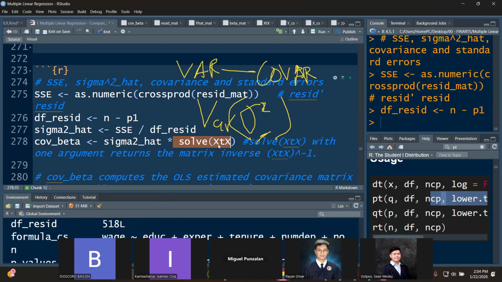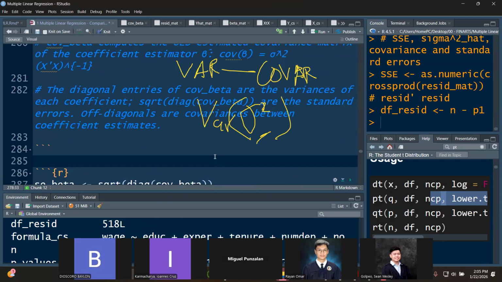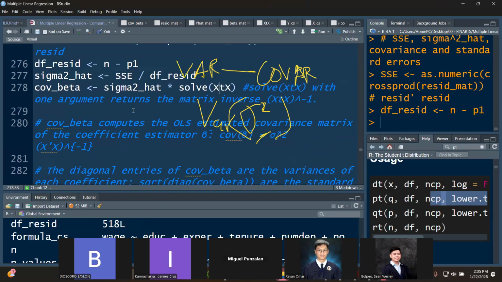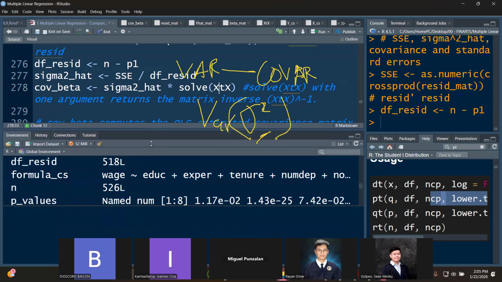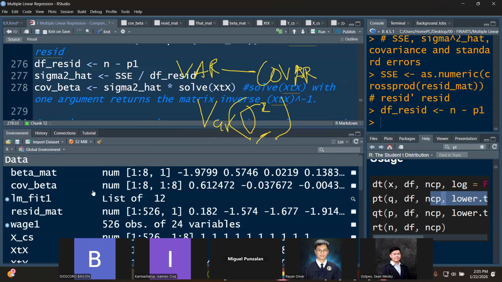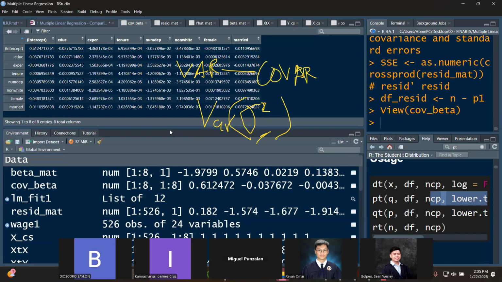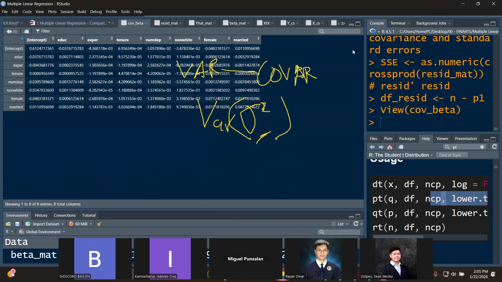Okay, X transpose X, remember X transpose X solve, class, that's your inverse, class. So it's your sigma squared hat multiplied by the inverse of X transpose X. So if you run this, class, okay, I'm not going to run it anymore. If you run this, just run the cov beta, class, then you'll get this, class. Here, cov beta. Here, so what's this? Plenty of numbers here.